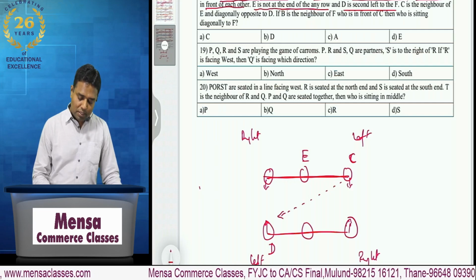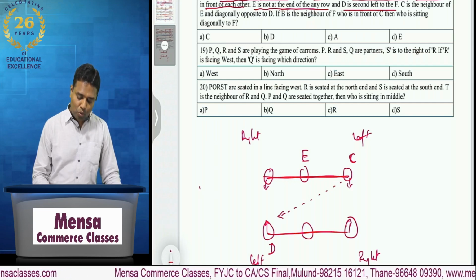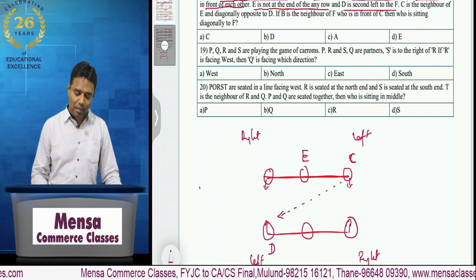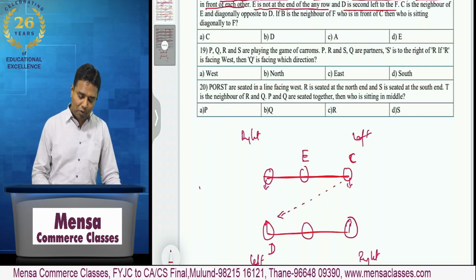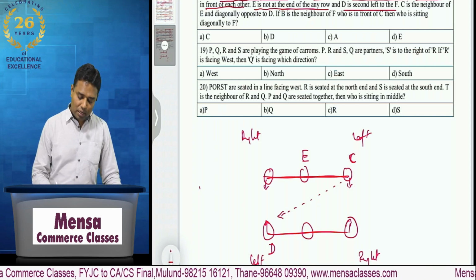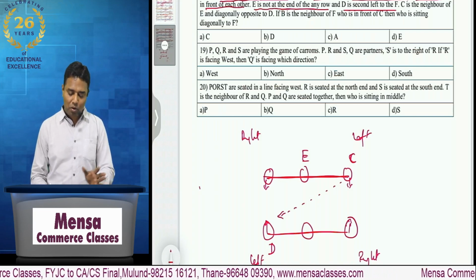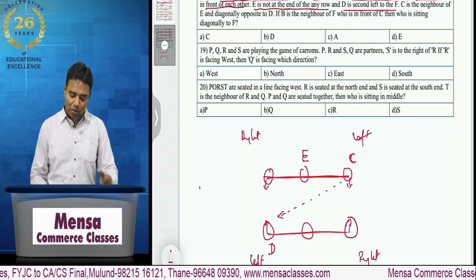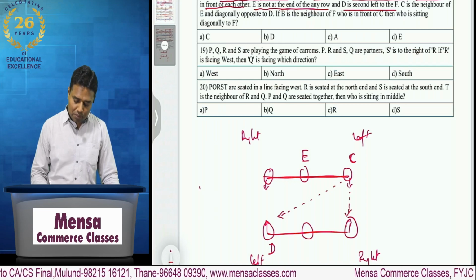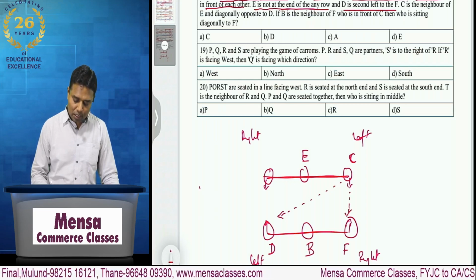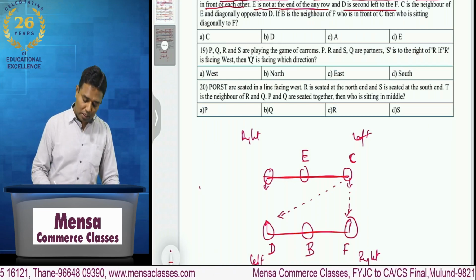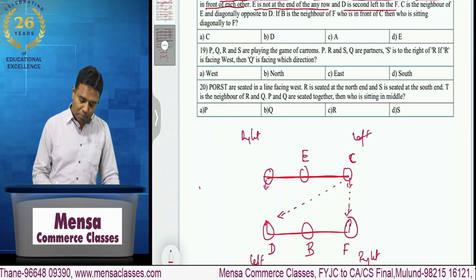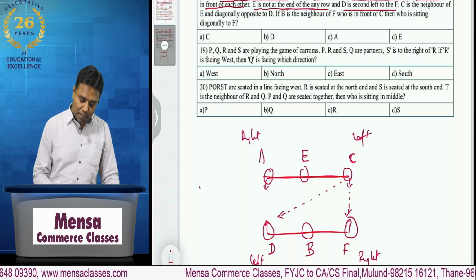If B is the neighbor of F, who is in front of C? B is the neighbor of F and is in front of C. So who is B? Neighbor of F. And where is F? In front of C. So in front of C is F and B is the neighbor of that person. Correct? Now what else is there? Only who is missing? A, B, C, D. A is missing out here.